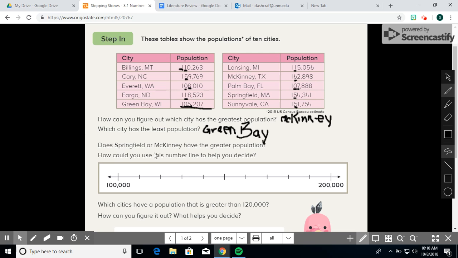Now it says, does Springfield or McKinney have the greater population? Well, we already know that McKinney has the largest population, so obviously the answer is going to be McKinney, but we can compare them anyways. We have a 1 in the 100,000s place and a 1 in the 100,000s place, and then a 6 in the 10,000s place, but a 5 in the 10,000s place. So McKinney, Texas is going to be bigger.